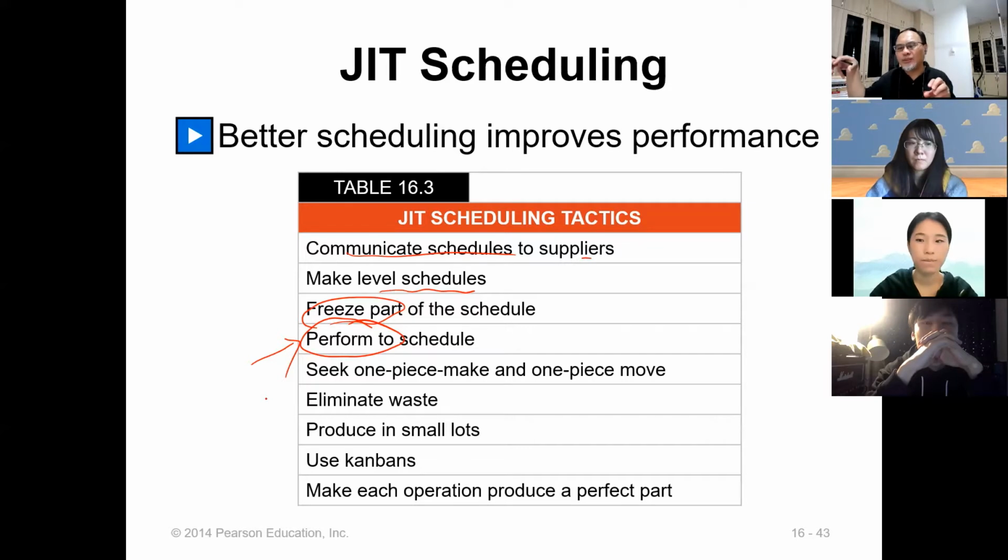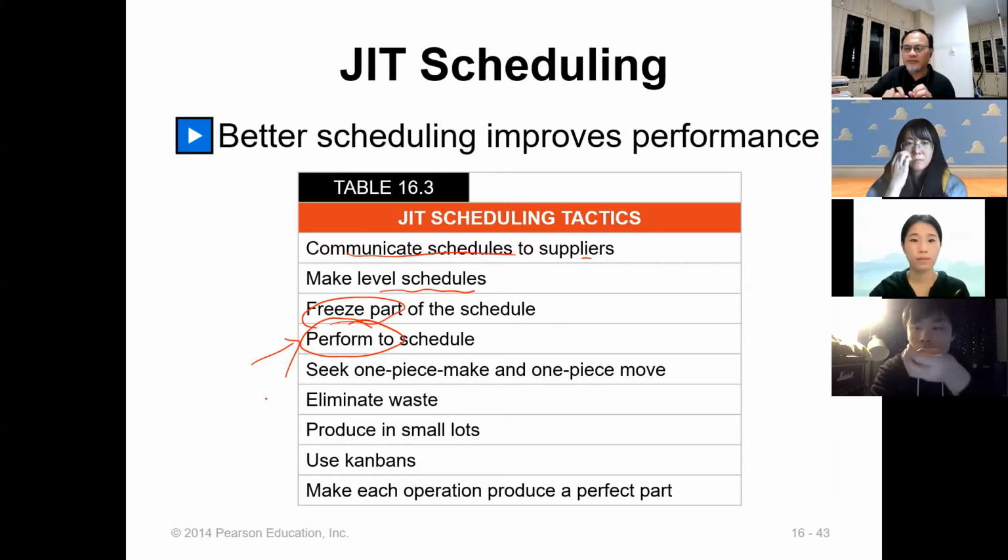Hong Li, if the parts that suppliers send, 30 units, 10 are defective, what will happen to the production line? Can they make the part? Can they continue production? No, because we have 10 defective parts in the lot. So they need to replace them with good parts, and that will stop the production line. So there will be disruption, right?